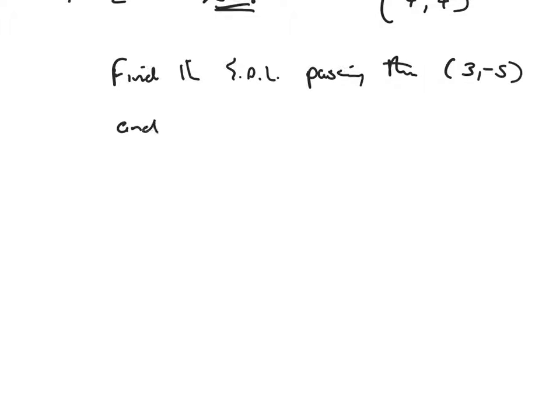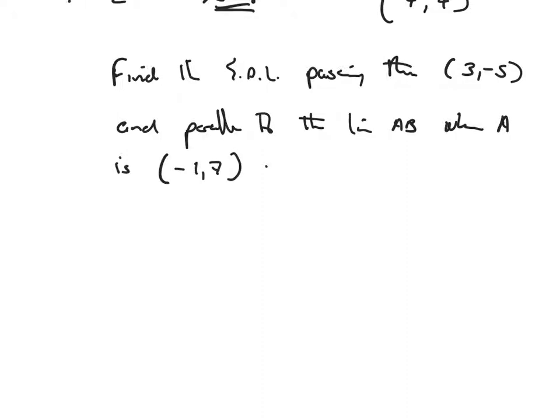Okay, next question. Find the equation of the line passing through 3, minus 5 and parallel to the line AB, where A is minus 1, 7 and B is minus 1, minus 5.